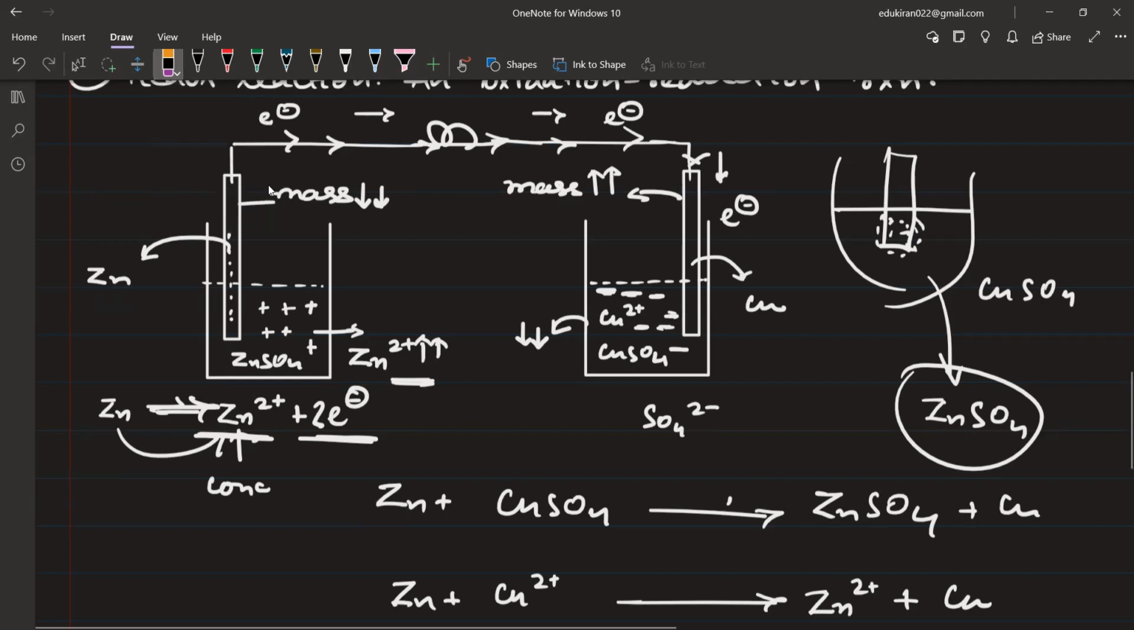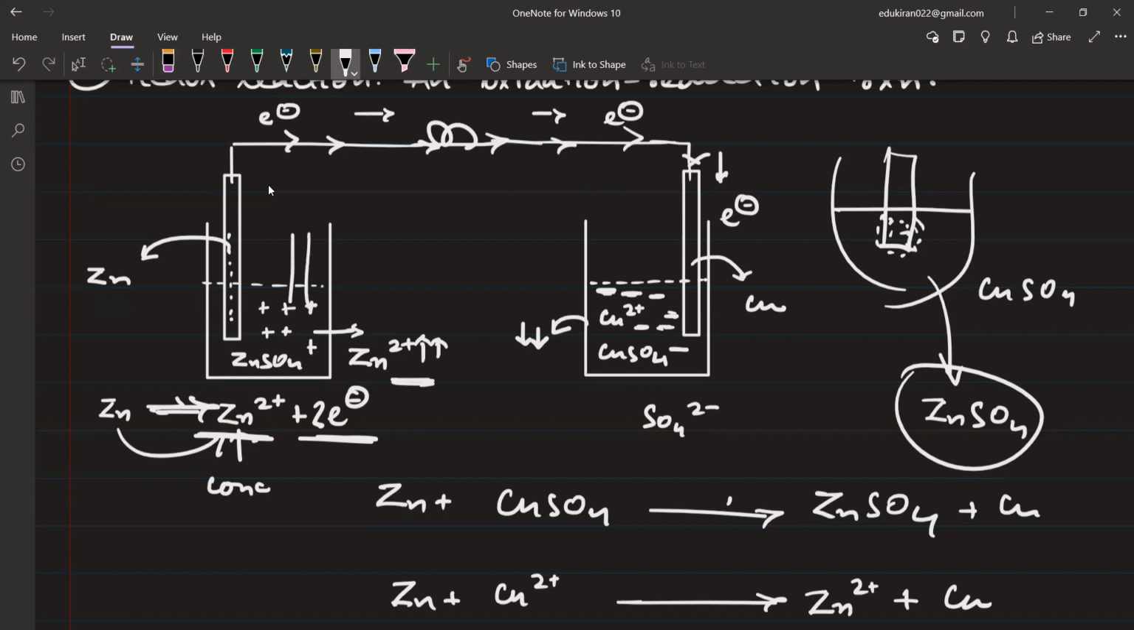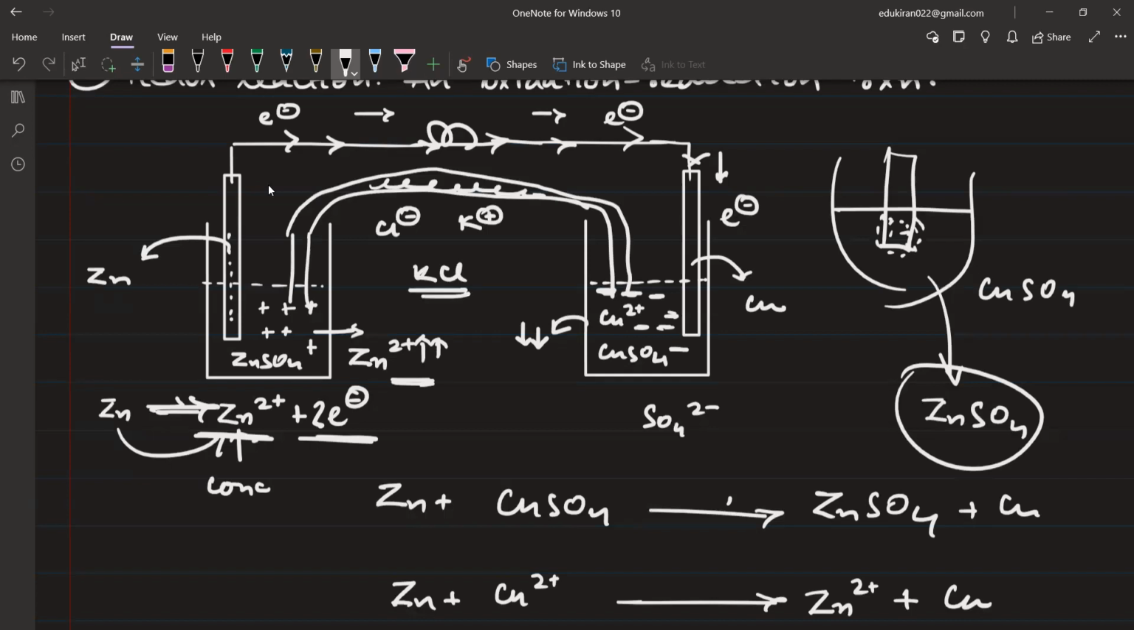In order to get electrical neutrality, we will add a bridge type of thing here. In this bridge, we will fill something such as Cl negative and K positive. That means basically we are adding KCl. Now what is going to happen? As the Zn2 positive concentration increases, the Cl negative, because it is negatively charged, will come from this solution, go here and neutralize the Zn2 positive.